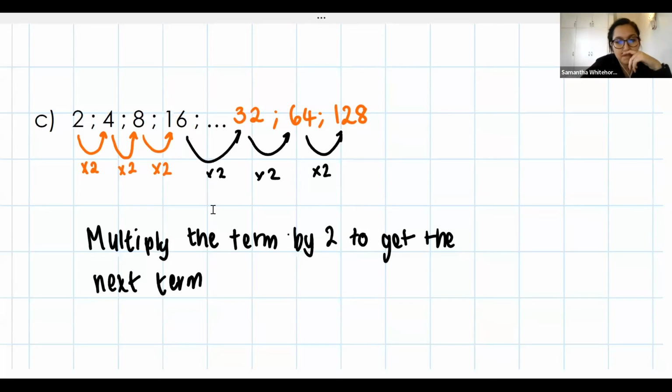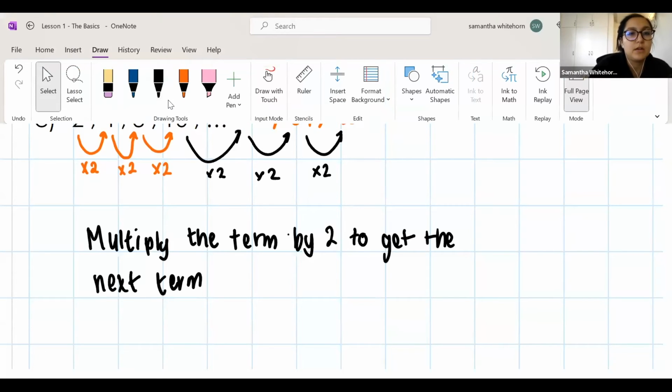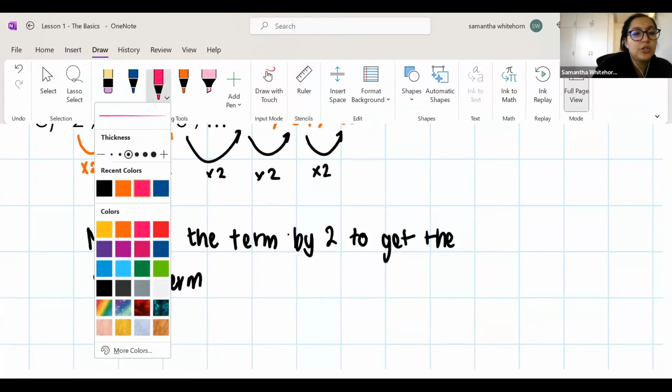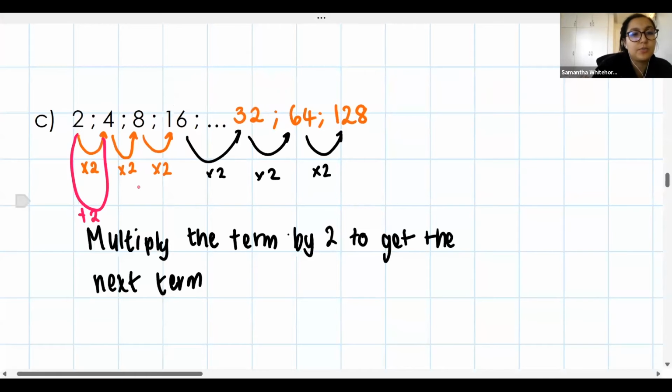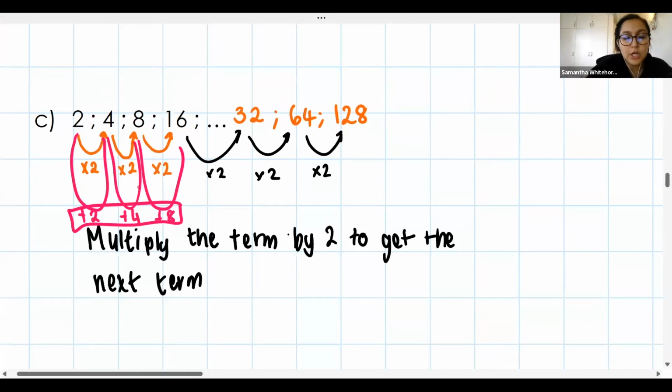Ma'am, can you hear me? Yeah. I just want to ask how do you see that the pattern needs multiplication or any of design? Okay, so I always first check to see if I'm adding something each time. So for example, in this pattern, 2 to 4, we add 2, but 4 to 8, we add 4. And then 8 to 16, I'm adding 8. So I'm not adding the same thing each time. So the second I see that, I say, okay, let's try something else.